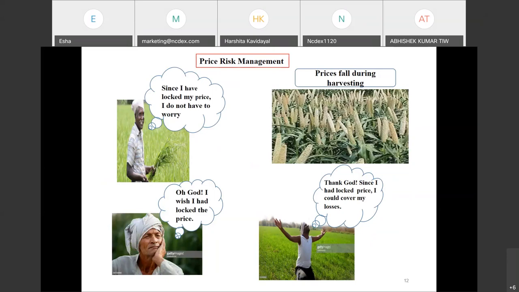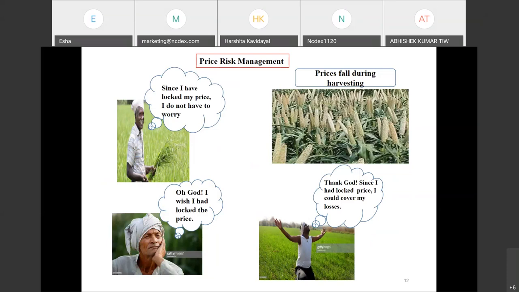What are hedging tools? As I told you in the definition, you have to take a position in the future market, that is the derivatives market, which is opposite to the position you already hold in the ready market. Now, the farmer is in the ready market. What is the farmer's role? He is a seller. So he has to take a short open position in the future market.